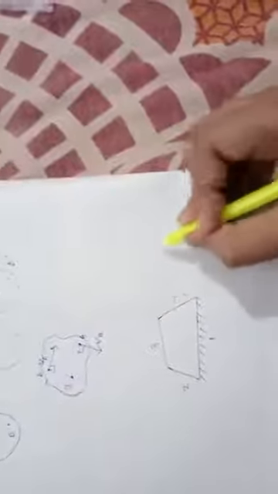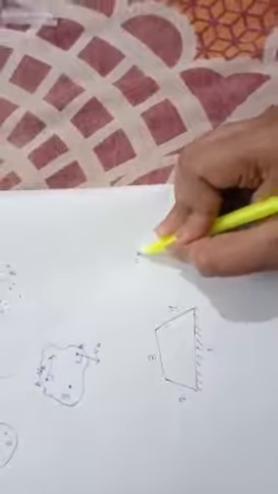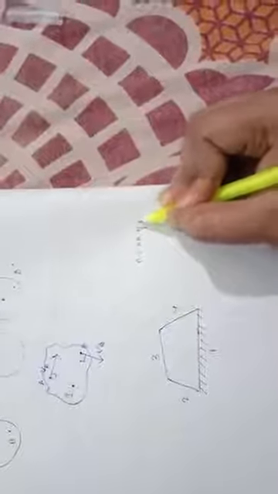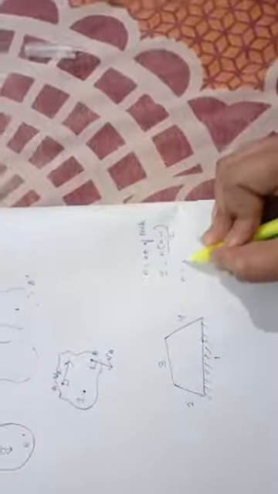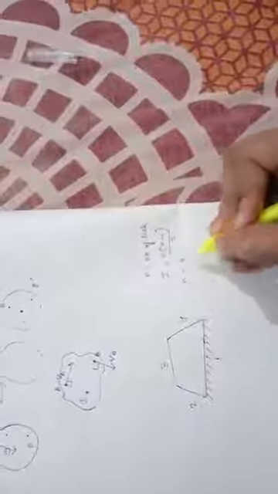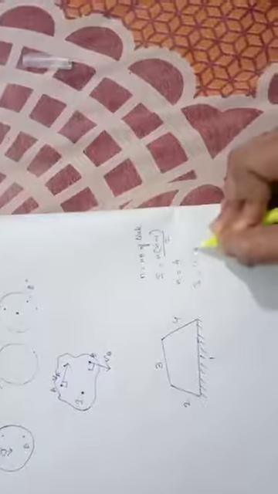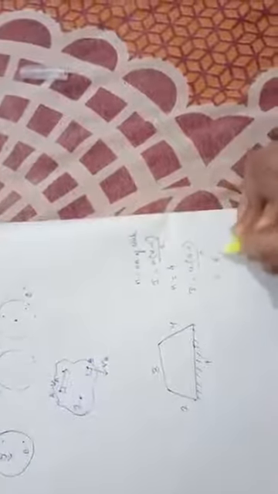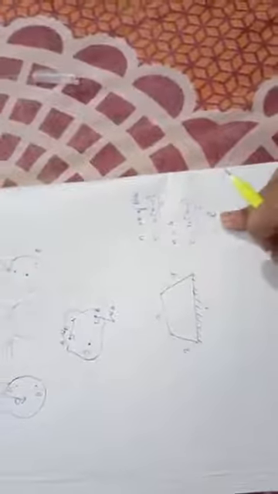Now we know that if n is the number of links, then the number of I-centers will be given as I is equal to n into n minus 1 by 2. So if the number of links is 4, then the number of I-centers will be 4 into 4 minus 1 by 2, that is 6. So for a 4 bar mechanism there will be 6 I-centers. Now let us see how to represent these 6 I-centers.